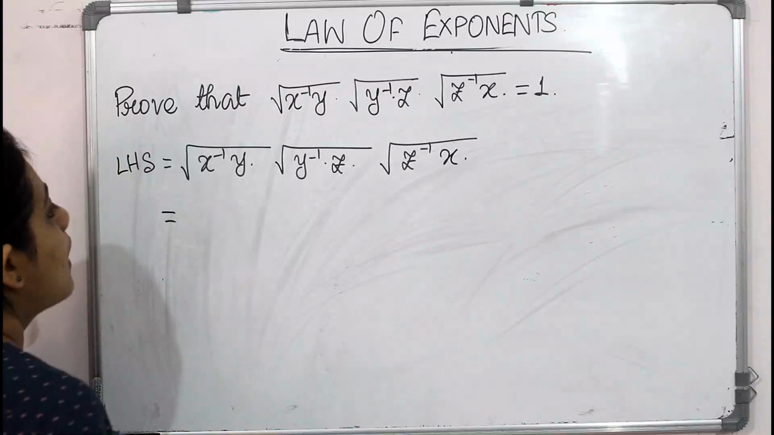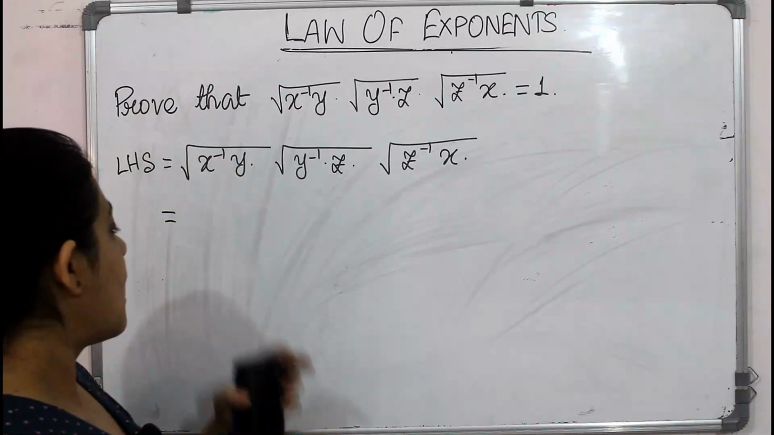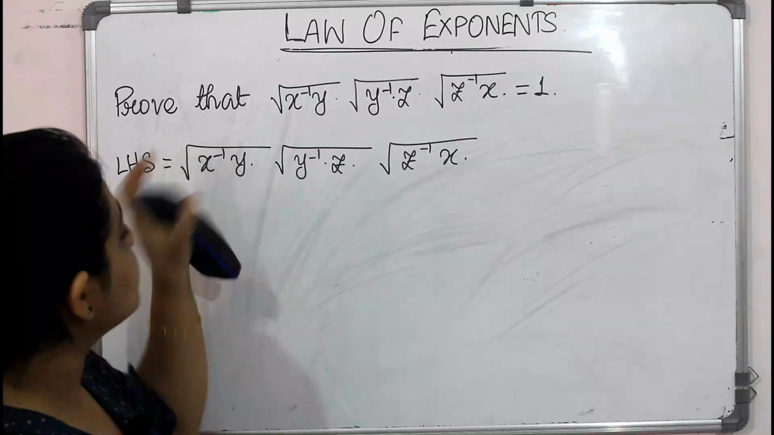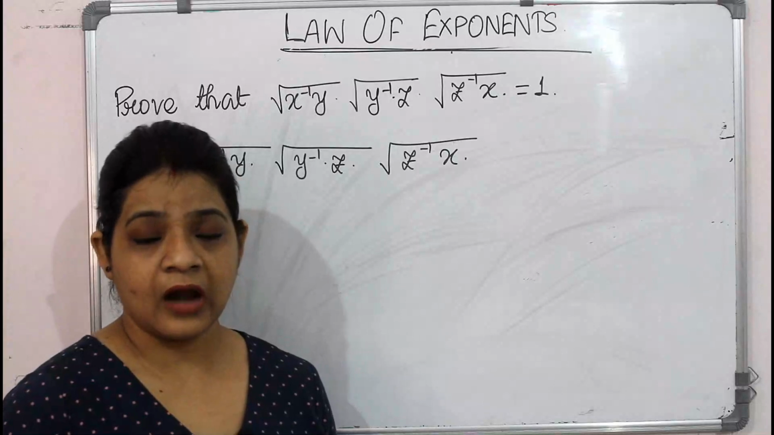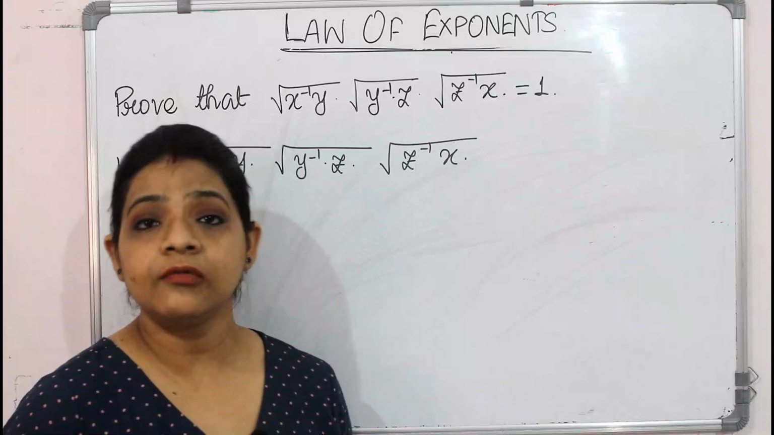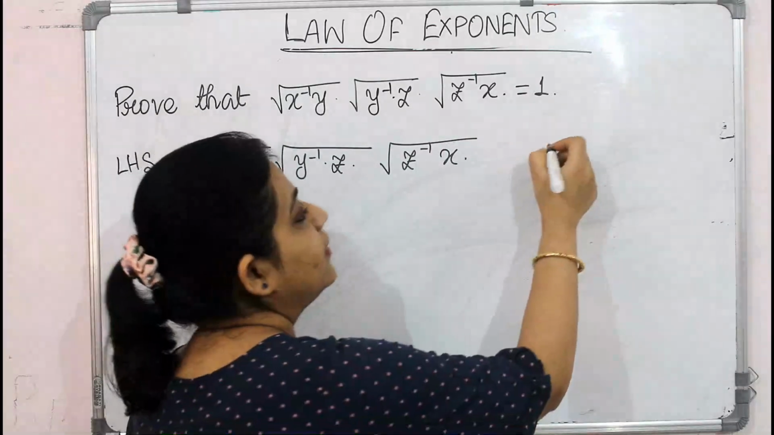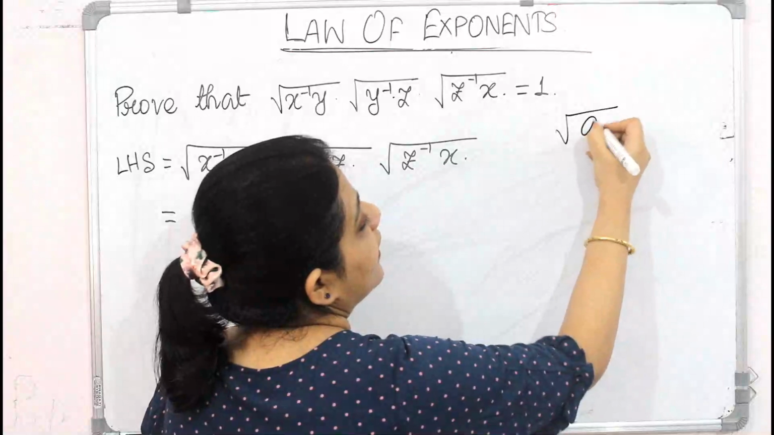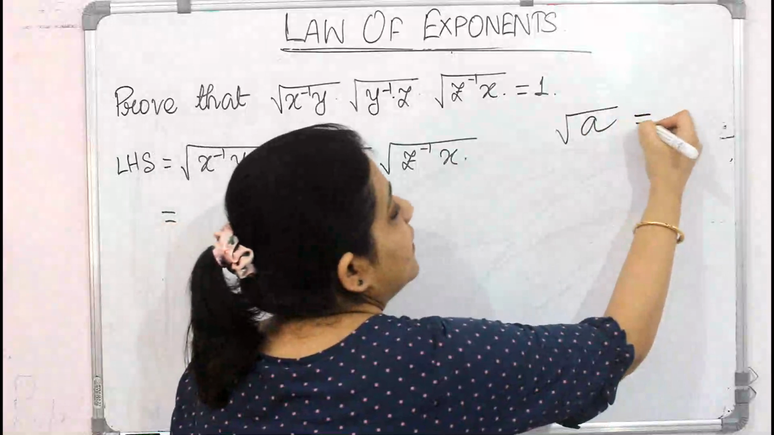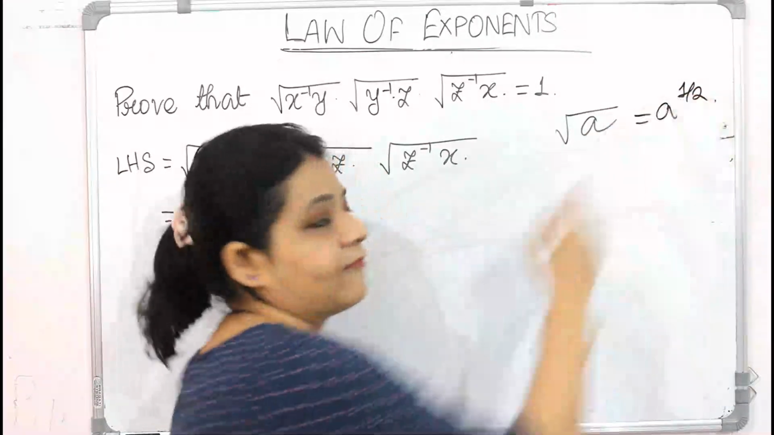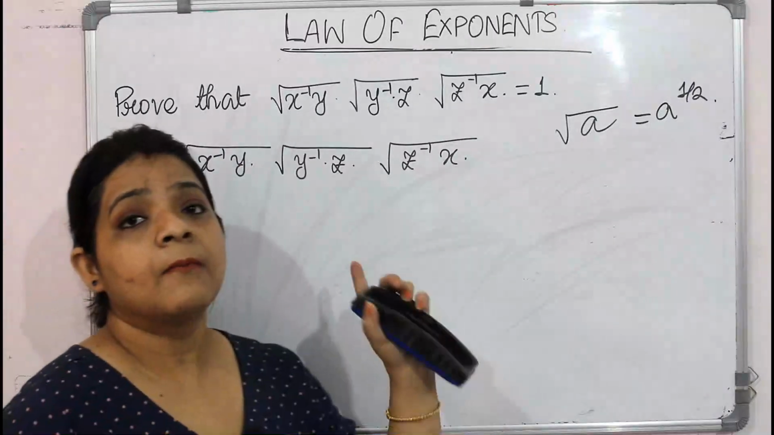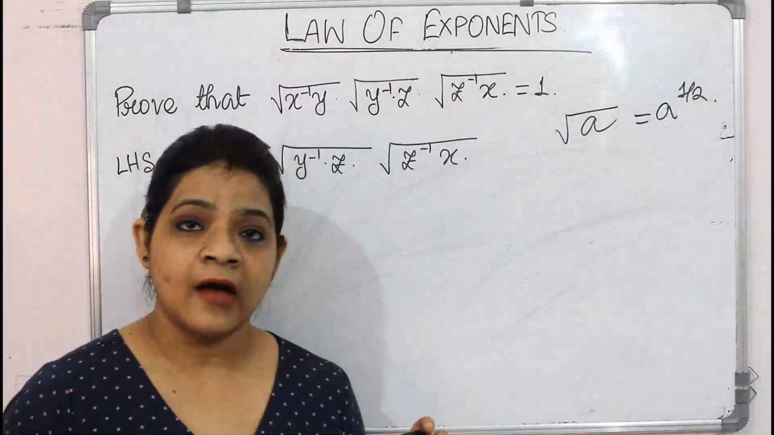Okay, now how to proceed with this? Now if you see, all these terms are under the root, so let's remove the root. How will you remove the root? You know very well that if root over a is there, you can remove the root and just replace it with a to the power of half. Same thing, you can remove the root from here by replacing it with the power of half.